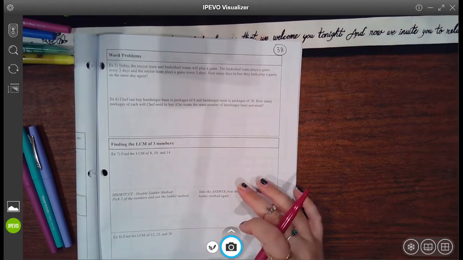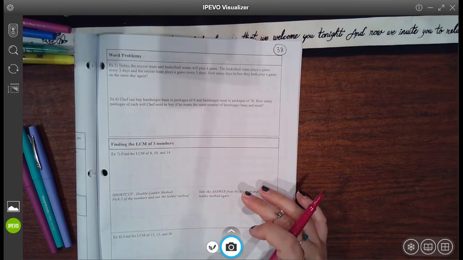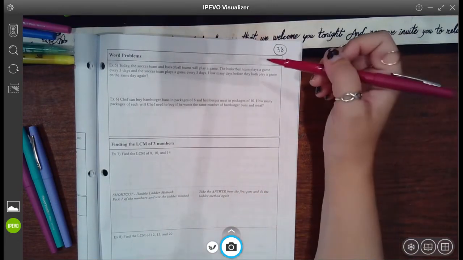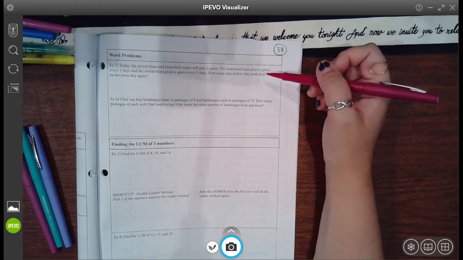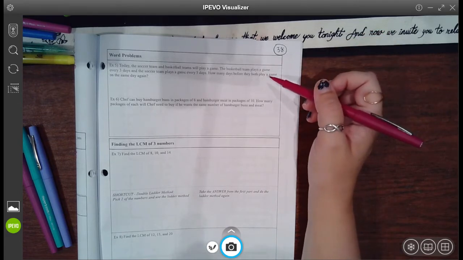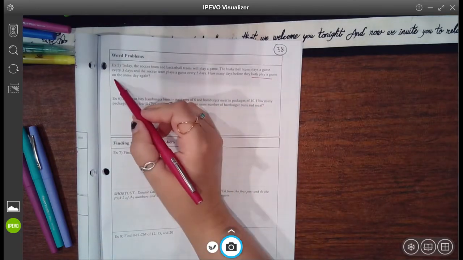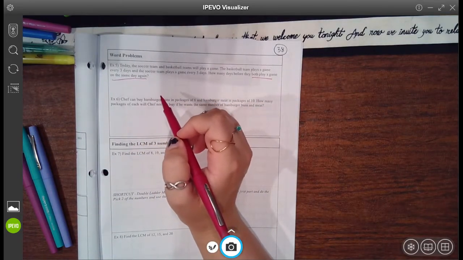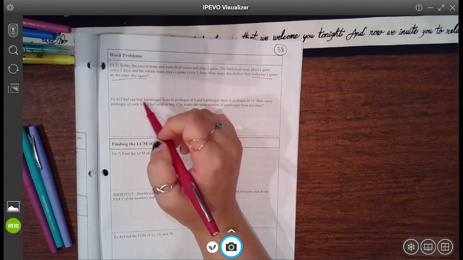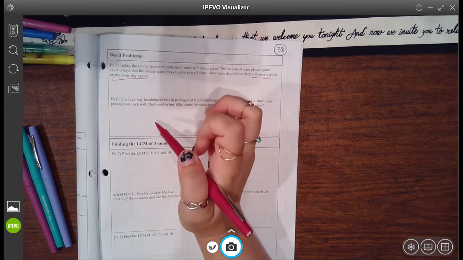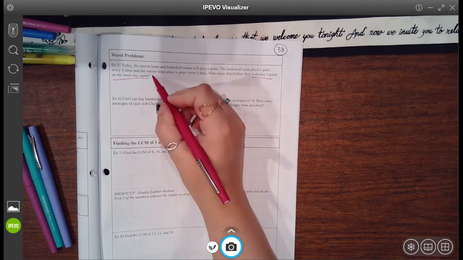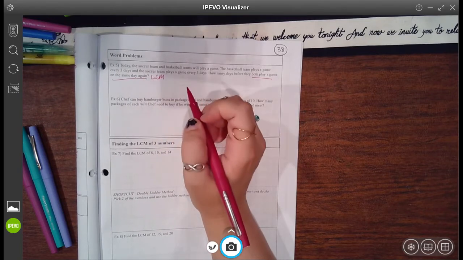Like, when does this come up in real life? Well, this problem, number 5, says, today the soccer team and basketball team will play a game. The basketball team plays a game every 3 days, and the soccer team plays a game every 5 days. How many days before they both play a game on the same day again? So whenever you see a type of problem that's, I like to call it a scheduling problem, that's going to be an LCM problem.